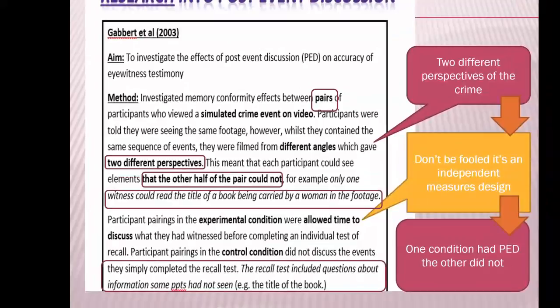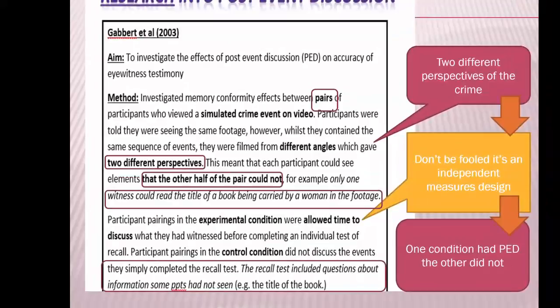So remember, this isn't a real crime, it's all faked, it's all simulated. It used confederates and they're only witnessing through a video clip. Now, what it says here about memory conformity, that's just another way of saying that they conformed to what their partner thought they saw. So, they're in pairs at this point in time. Participants are told that they are seeing the same footage. However, whilst they contained the same sequence of events, the two participants' views of the crime were filmed from different angles and subsequently gave two different perspectives.